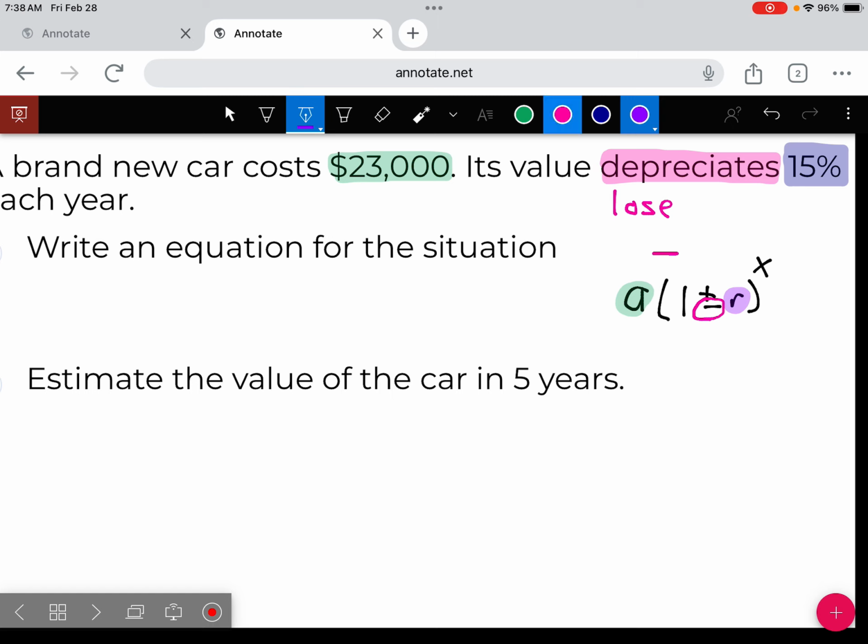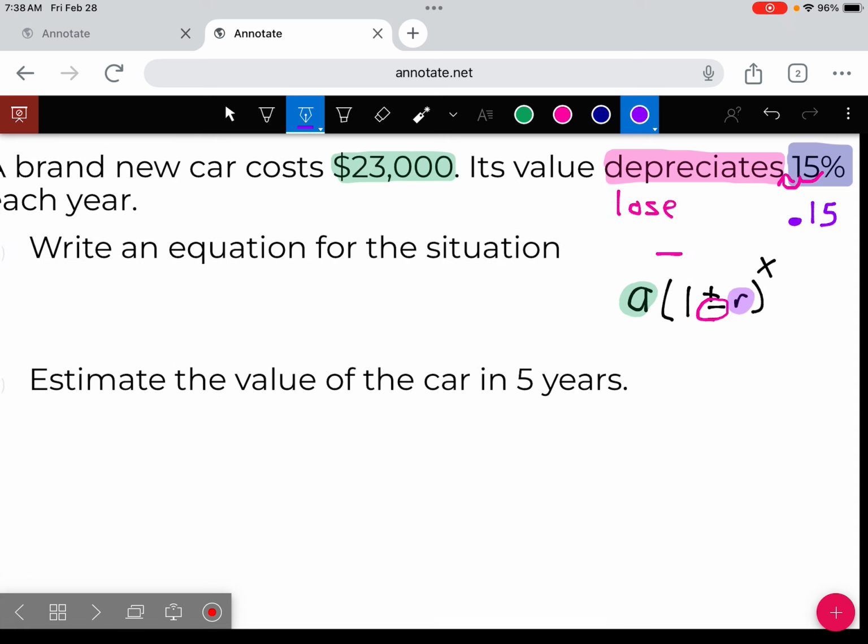Yes, because we need to take our 15% and scooch our decimal twice. So our rate is going to be 0.15. If you do not make this switch, it will be wrong. You have to. Have to.